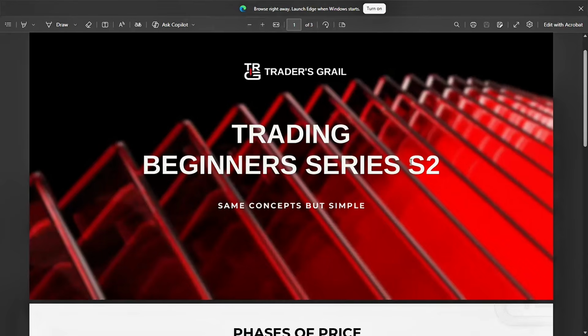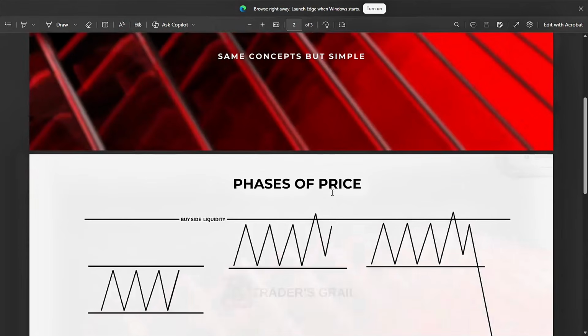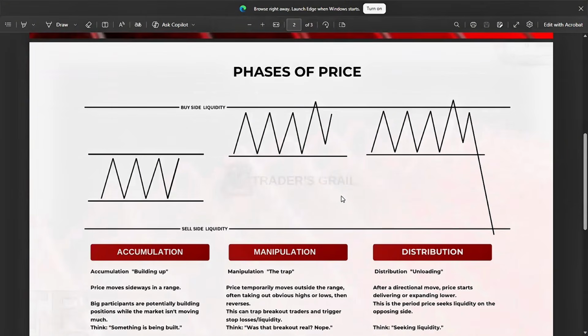For this part, we are going to be discussing the phases of price and how to use them. As you know, there are many phases of price that differ. You've got the manipulation, distribution, accumulation, and then there is consolidation, expansion, and retracement. All those things are part of phases of price.